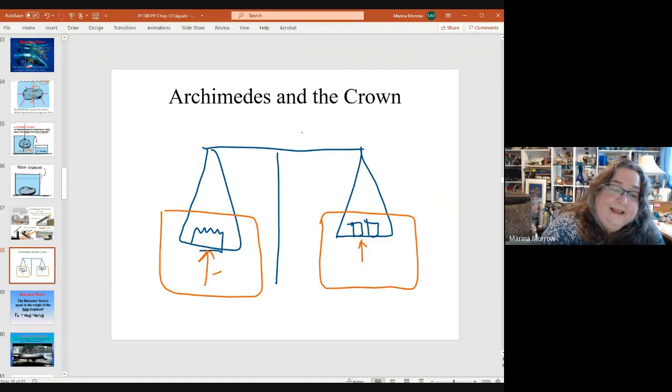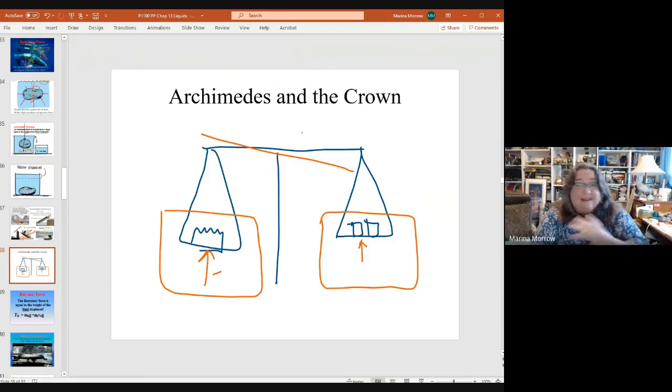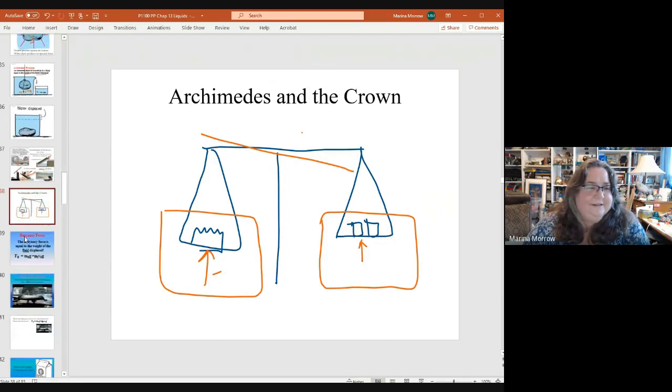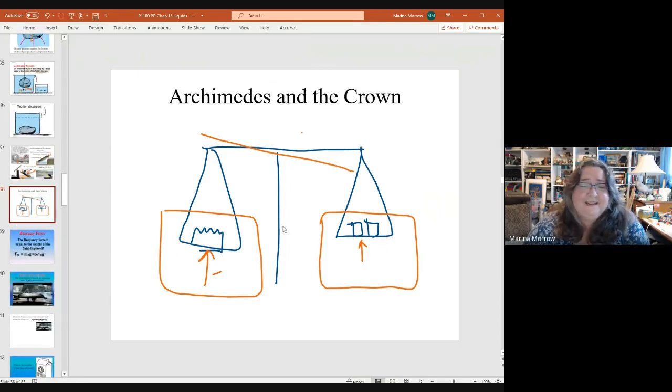And so because of that, this would start to tilt. So if it stayed the same, then they were both pure gold. But if they were different, then you knew that one of them had a different metal in it. So anyway, I believe that the conclusion was that they had cheated the king.